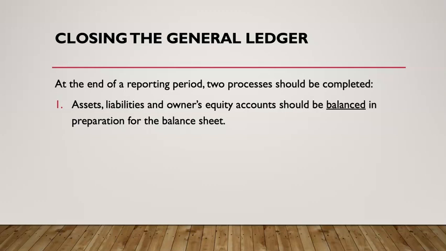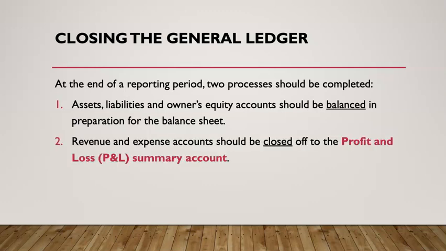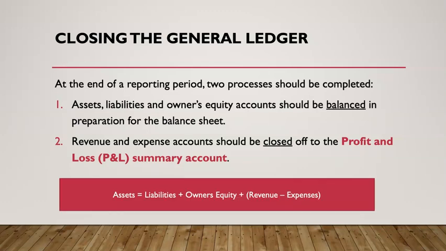What have we not talked about though? Revenue and expense accounts. Revenue and expense accounts are different, and they should be closed off to the profit and loss summary account. This is what we're going to be talking about today. So if we think about the accounting equation, assets, liabilities, owner's equity, balanced, revenue and expenses are part of profit, and these are closed to the profit and loss summary account.